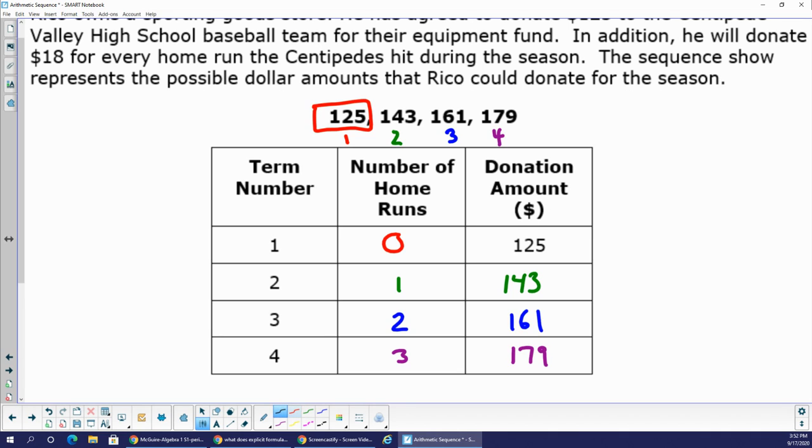All right, so once again, this is just showing my data in table form. So if you were ever asked, what happens if the Centipedes hit 5 home runs? One way to get that answer is through a table. It might not be the most efficient, but as we know, this is an arithmetic sequence because every time you hop, you are hopping by that $18 that Rico is donating. So it's just another way that we could display this arithmetic sequence.